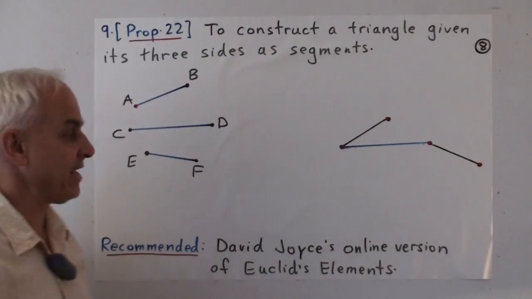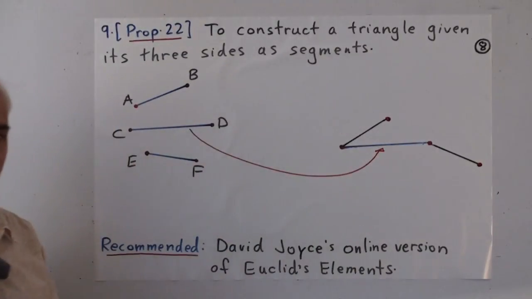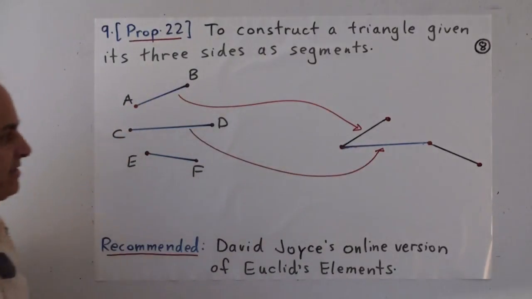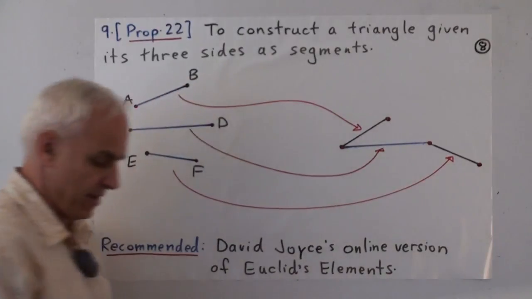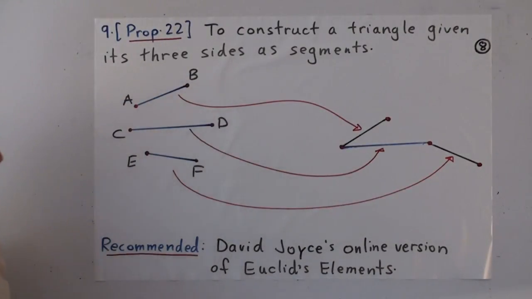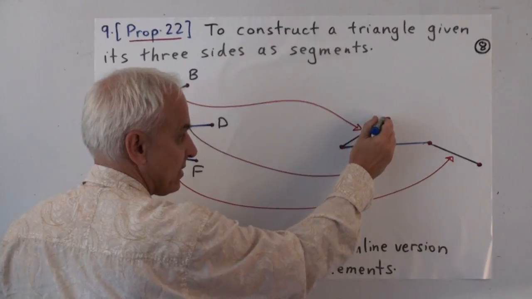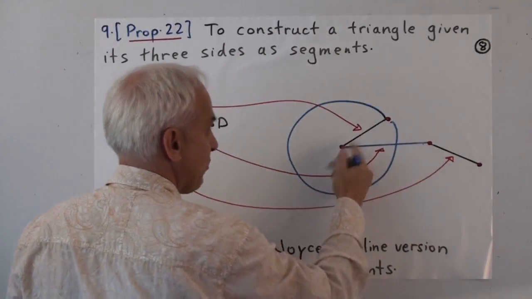All right, so we've done three translations. So the CD got translated to that central segment, the AB got translated to that segment there, and the EF got translated to that there. Well, we don't have a triangle yet. How are we going to get a triangle with those three sides? What we're going to do is put our compass here and open it to this segment and create a circle centered at this point with this radius.